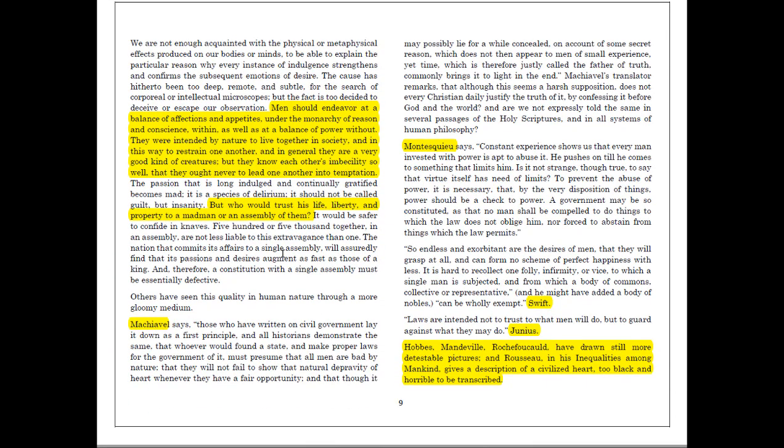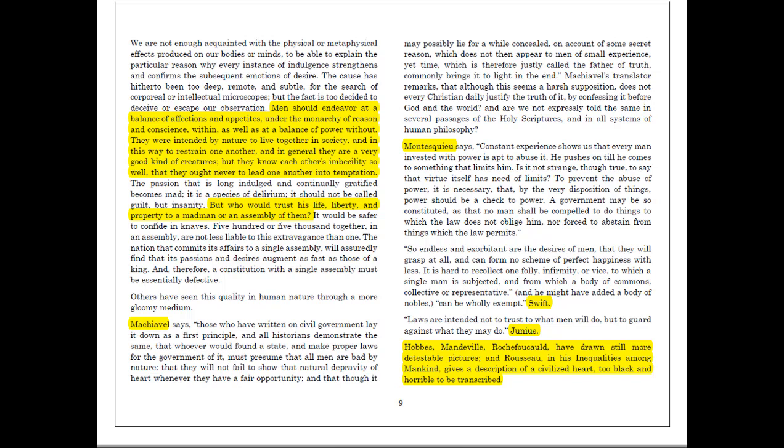Now, man struggles with these vicious impulses in the highlighted passage on the left-hand column of page 9. "Men should endeavor at a balance of affections and appetites, under the monarchy of reason and conscience within, as well as at a balance of power without. They were intended by nature to live together in society, and in this way to restrain one another. And in general, they are a very good kind of creatures, but they know each other's imbecility so well that they ought never to lead one another into temptation."